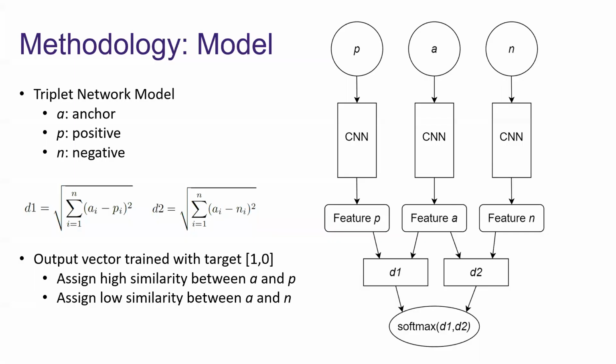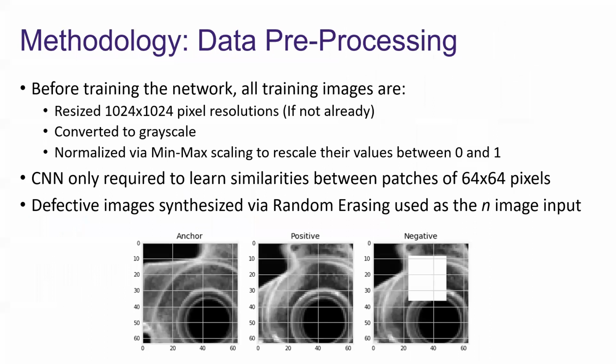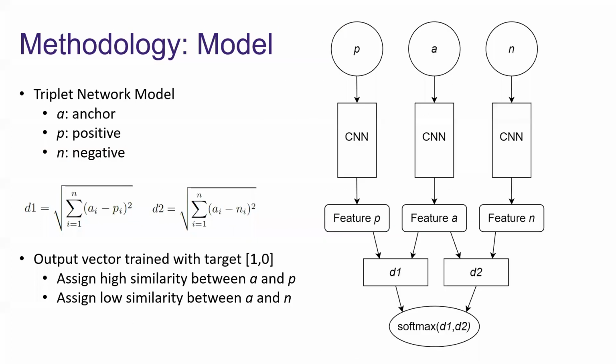Now we jump into the methodology. So the triplet network model is utilized in this paper for training. This architecture allows an input of 3 different images to be fed into the same CNN, where the weights are shared.